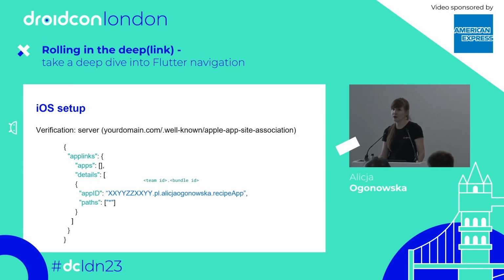On iOS, the rest of the setup is happening on the server. So you also need to host a special file. It's called the Apple App Site Association file. And fun fact, it's also a JSON, but you don't put the JSON extension on it.